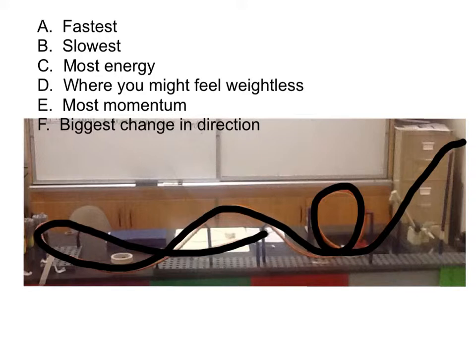And as you imagine that cart, ask yourself where on this coaster, after the point of release and before being stopped, where do you think the coaster is going to be moving fastest? Where do you think it'll be moving the slowest? Where do you think it will have the most energy, the cart I mean? Where do you think a passenger on that cart might feel a moment of weightlessness? Where do you think the cart will be carrying the most momentum?